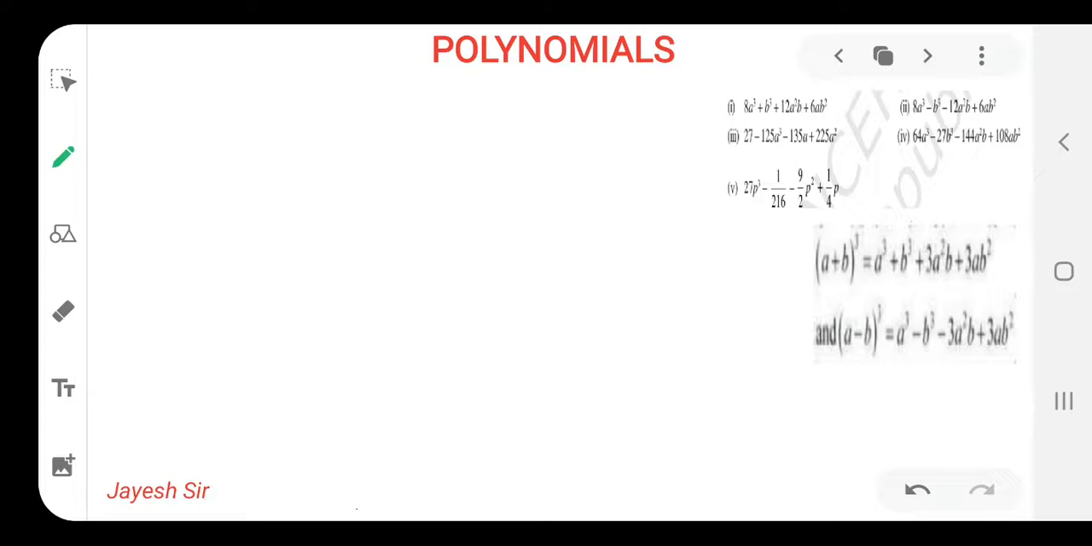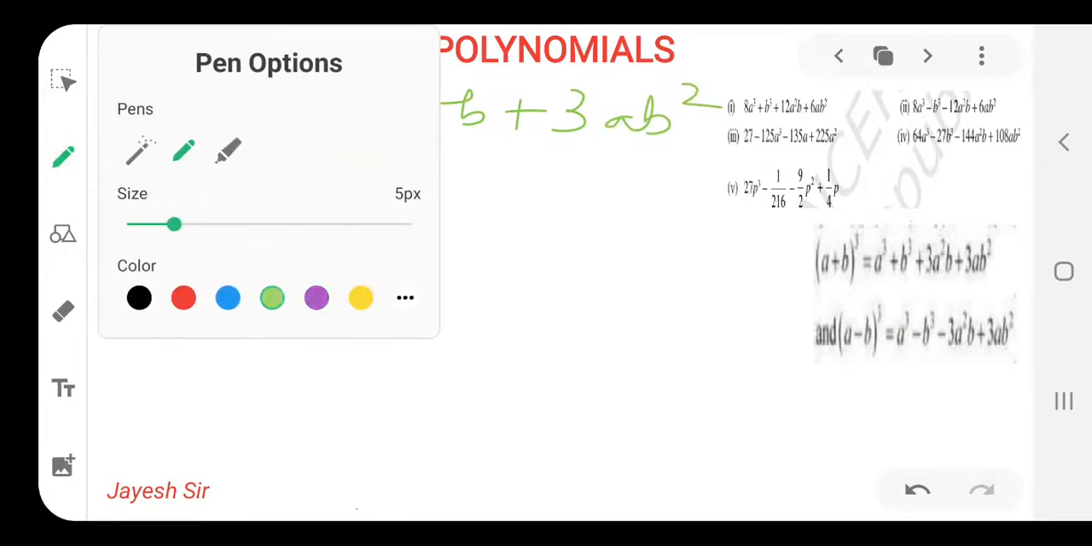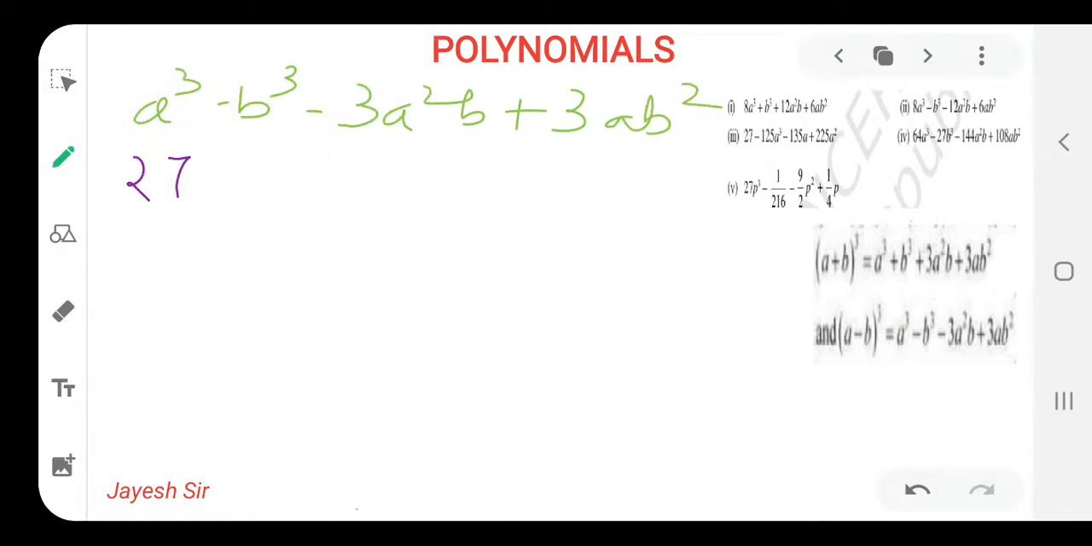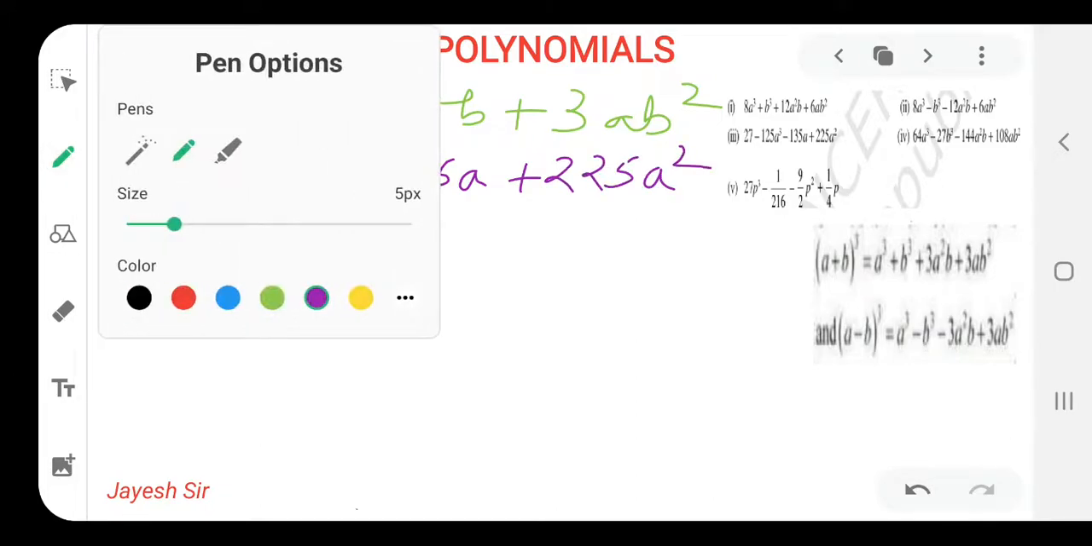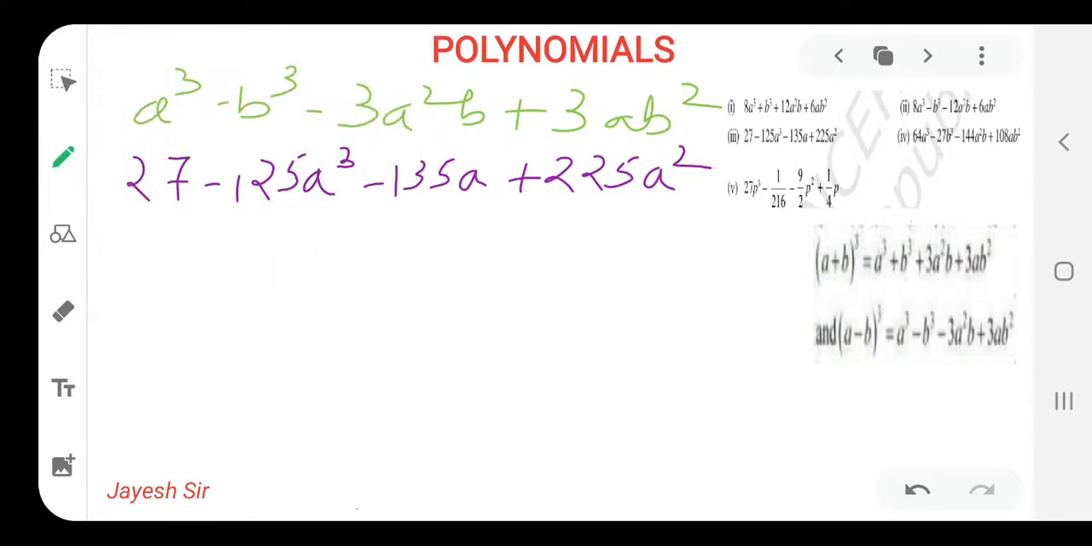So let's begin. Here we can see a minus sign. So the formula we are going to use is a cube minus b cube minus 3a square b plus 3ab square. This is the right hand side of the formula we are going to use. So let's write the question over here, that is 27 minus 125 a cube minus 135 a plus 225 a square. Yes, friends, so let's compare it with the given formula that we have written over here.